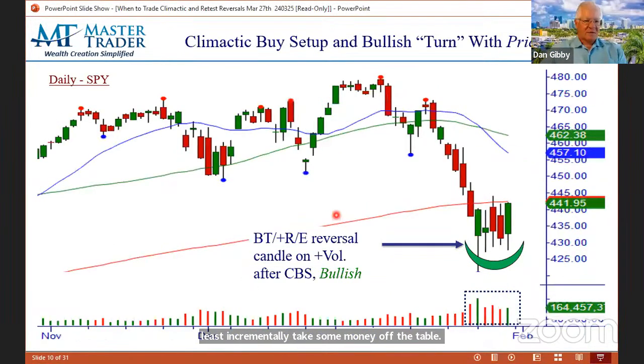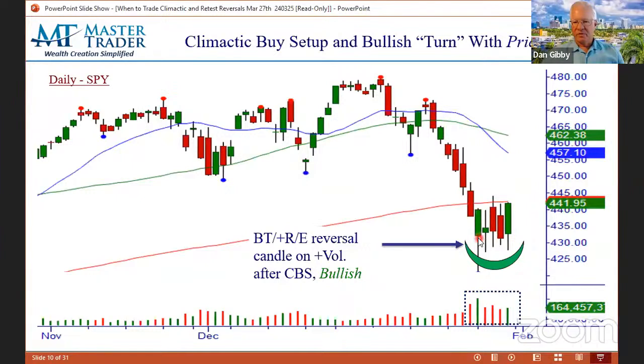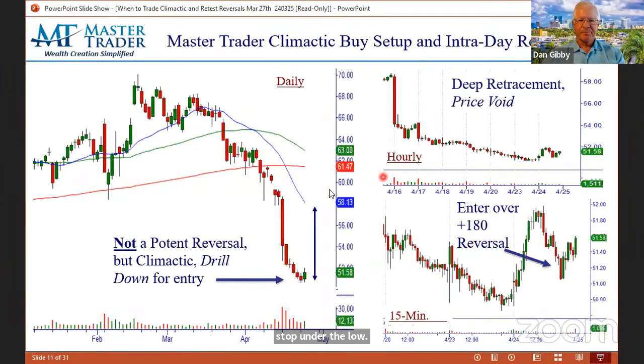All right. We could, you know, same but different. Same but different. This is a 5-bar turn with my price void. So now that this closing green bar was a closing breakout, now I'm ready to buy over that bar's high, stop under the low, price void, trail, next trade.